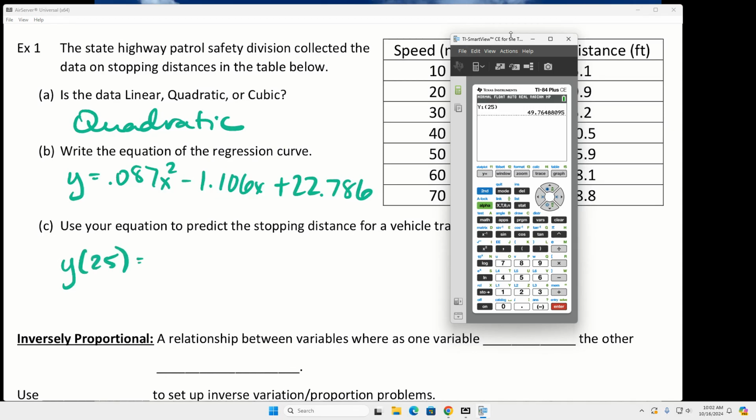Mine just says error whenever I do that. Did you put it into Y1? Yeah. Oh, you meant like the equation. I thought you meant like whenever you did it.